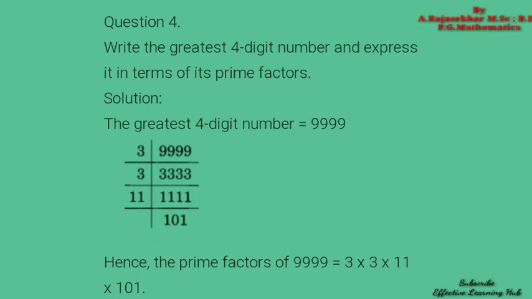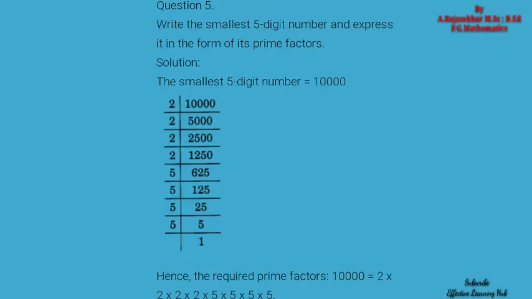3 3s are 9. Again 3 table: 1 1 1 1. Next 11 table: 1 11s are 11. Remainder 0. Next put 1. Not possible, 0. So 101 into 11. Hence the prime factors of 9999 equal to 3 into 3 into 11 into 101.